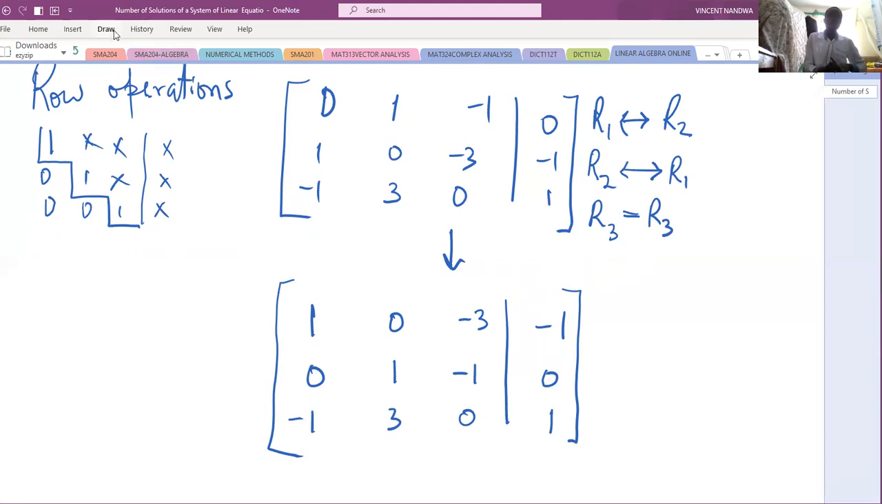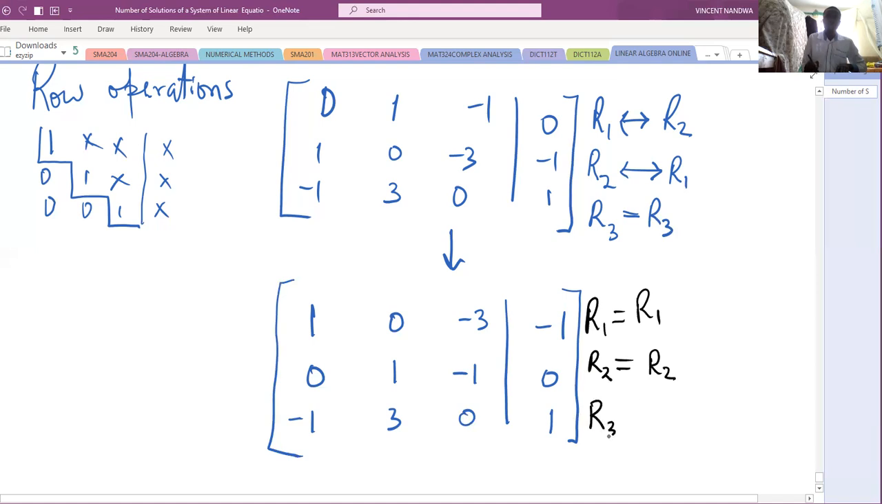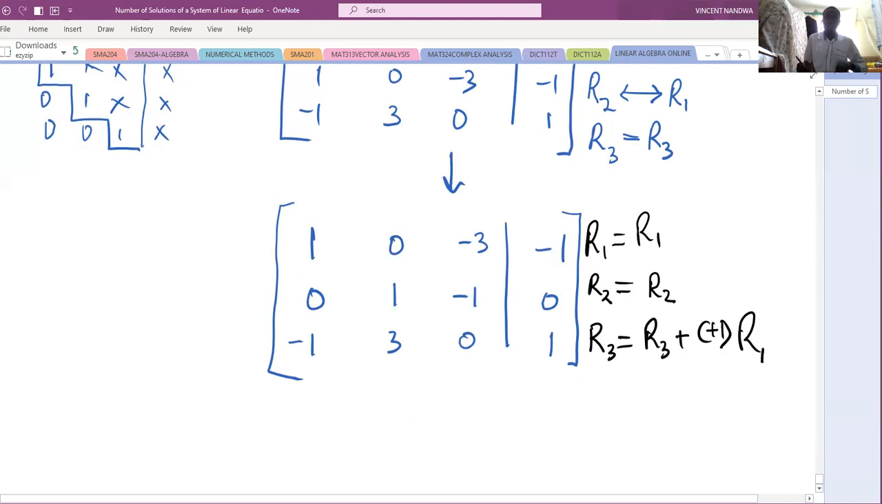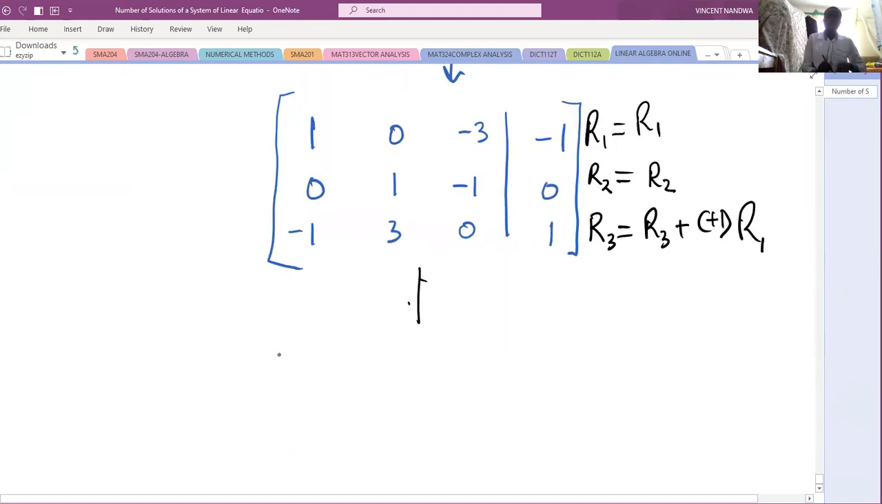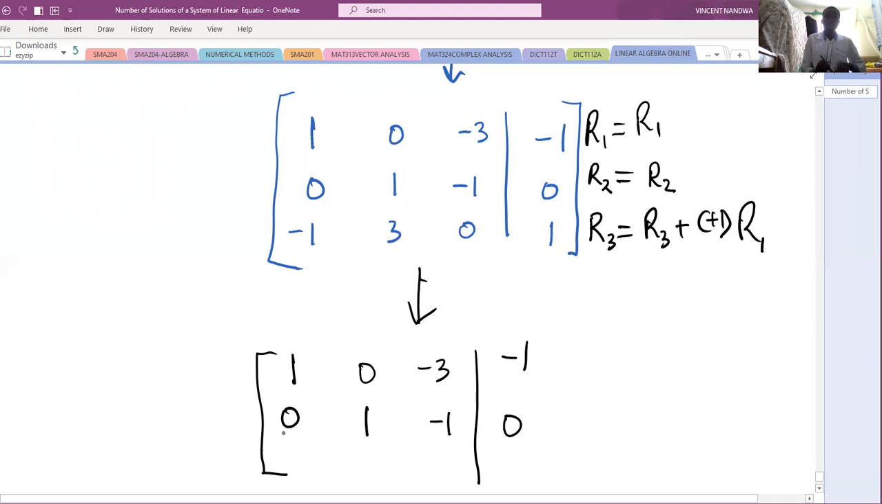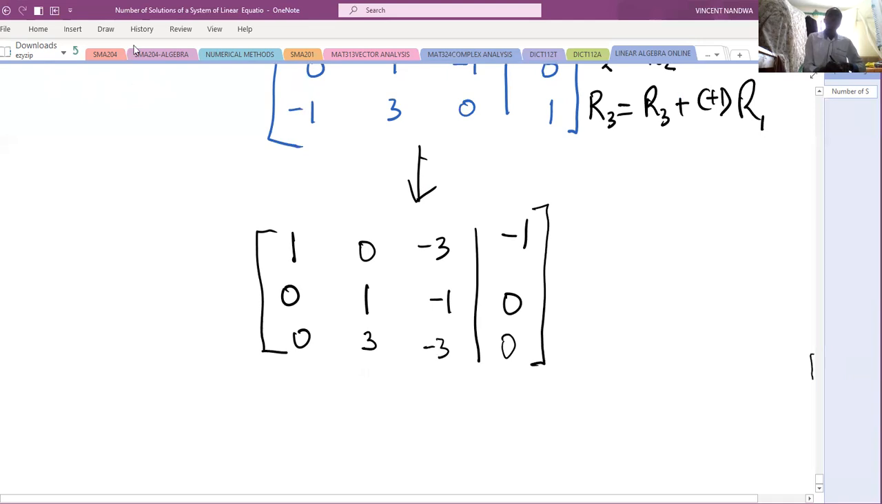Good. So now our next step, we let this new row 1 be just row 1, row 2 be row 2, because already this is 0 and this 1, so we don't interfere with it. But row 3, this must be 0, so we say row 3 plus a constant times row 1. And the constant to put here, so that when you multiply and add you get 0, must be just positive 1. So that leads us to the next step, which is 1, 0, minus 3, minus 1, 0, 1, minus 1, 0. So -1 plus 1 is 0, 3 plus this is 3, and then 0 plus minus 3, then 1, this will be 0.